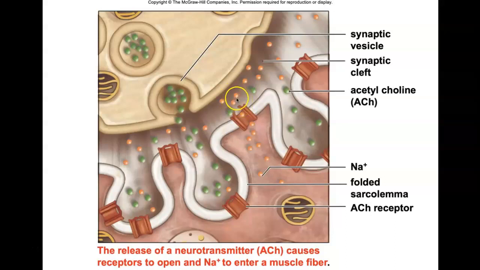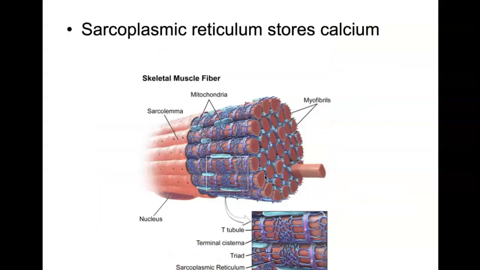When the proteins open, sodium goes inside of the muscle cell, and we say that this is depolarization because sodium is entering, there's an influx of sodium. So this activates the muscle fiber, right? So now what happens? Once sodium goes inside of the muscle fiber, the entire muscle fiber becomes depolarized.